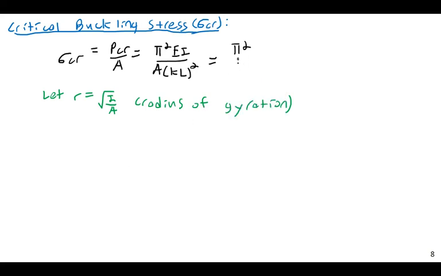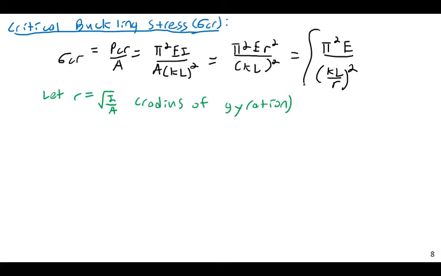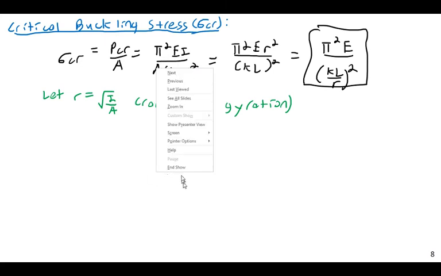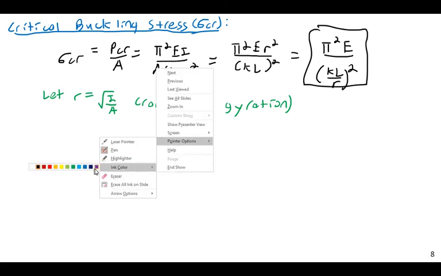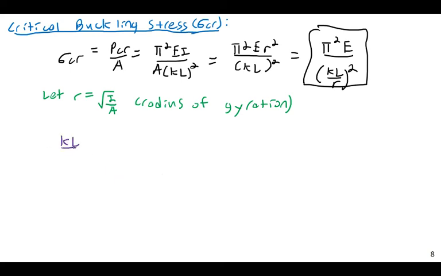Pi squared E r squared over KL squared. Oh, KL, that's like that. And this is how we often see this reported. We often see the stress represented this way: pi squared E over the factor KL over r, squared. This is the form we often see for stress of columns. And we have a special name for KL over r. KL over r we refer to as the slenderness ratio.